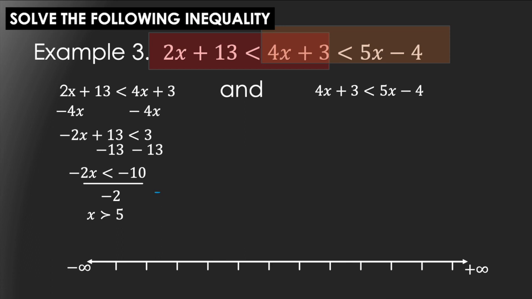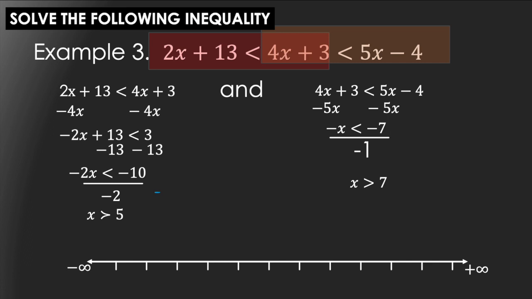Now let's move to the second part of the inequality, which is 4x + 3 < 5x - 4. We follow the same rules to solve by bringing all x terms to the left, isolating the x term, and then isolating x and solving for x. We get x > 7. Now let's graph this on a number line.